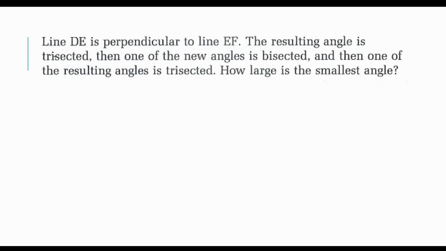All right, here it says the line DE is perpendicular to the line EF. Right now, I don't have a picture, and so that's what I'm going to draw first. Perpendicular means that when I'm drawing these two lines, I want them to intersect at a right angle.